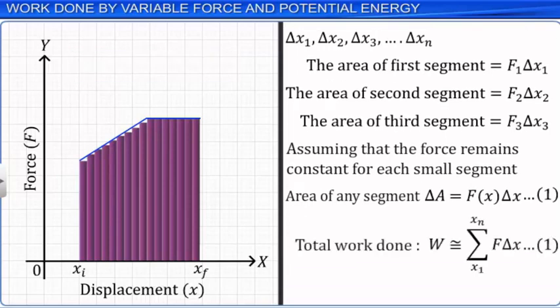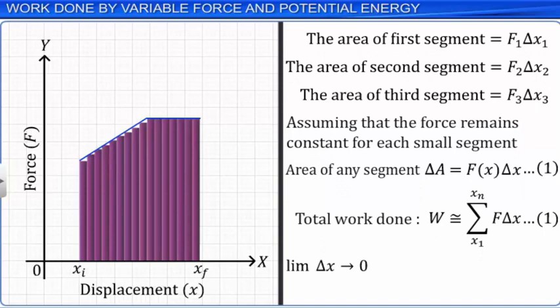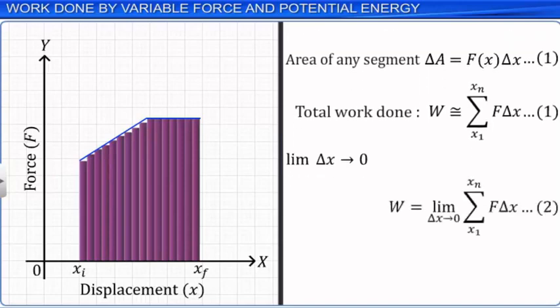The total work done is equal to the sum of the areas of all the small elements, which is equal to the summation of F delta x taken within the limits from x1 to xn, as in expression 1. If the size of each segment is very small, each segment tends to 0, and we have a large number of such segments. And the total work done is calculated as W is equal to sigma of F delta x between the limits x1 to xn, as delta x tends to 0. Let this be equation 2.